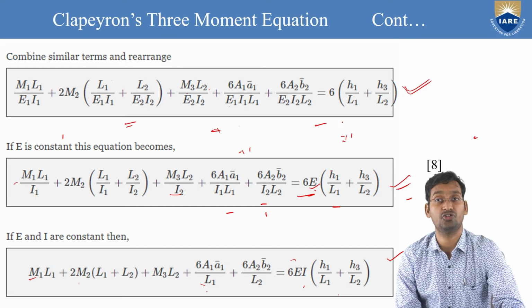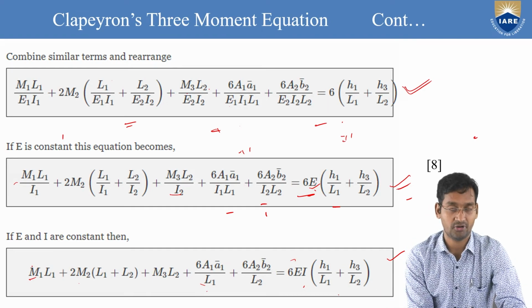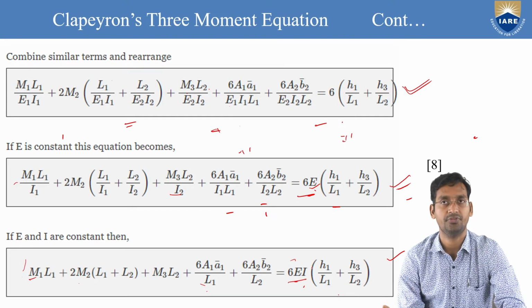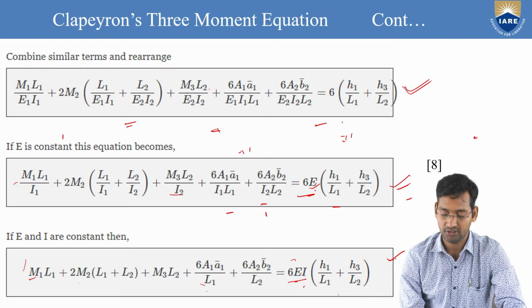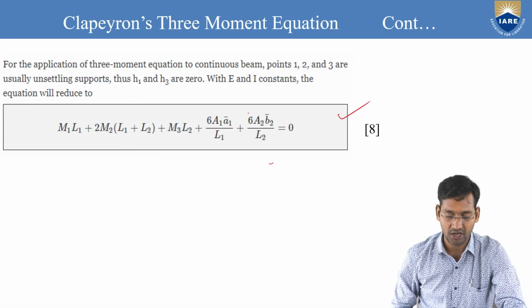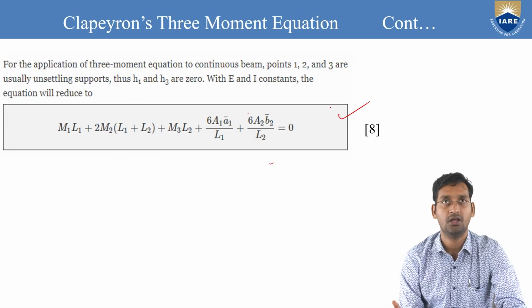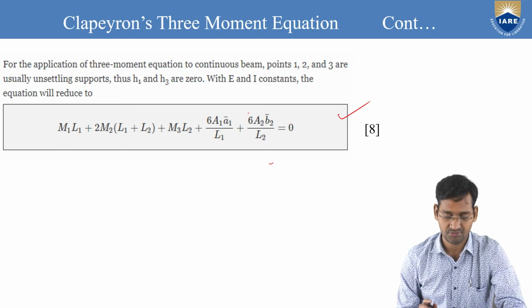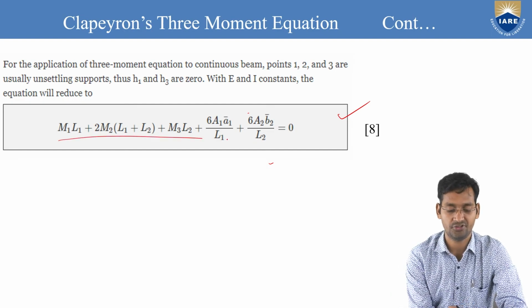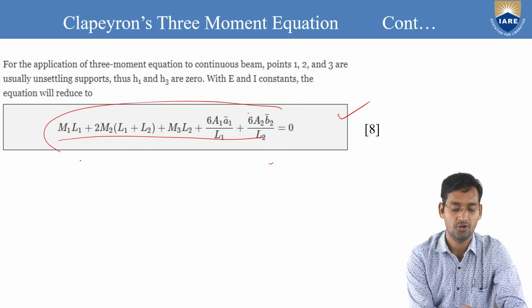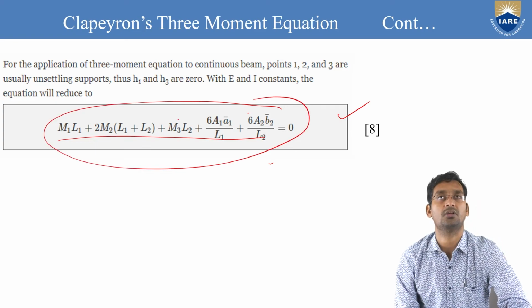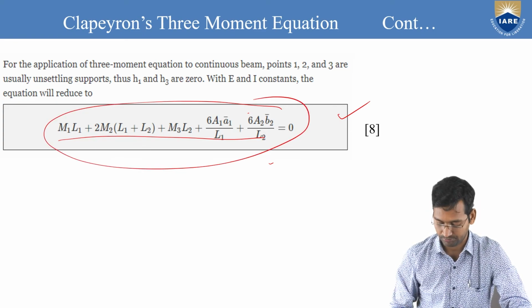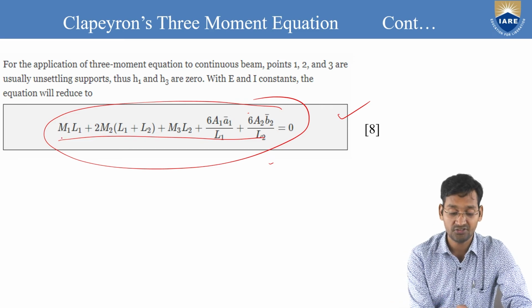Similarly, if EI is constant, then take 1 by EI common. After that, 1 by EI will get multiplied here, right? So finally, this will be the condition. And for the unsettling supports, H1, H2, H1 and H3, the heights are 0, which means the right side becomes 0 and only the left side will be there. So this will be the final Clapeyron's 3-moment equation.